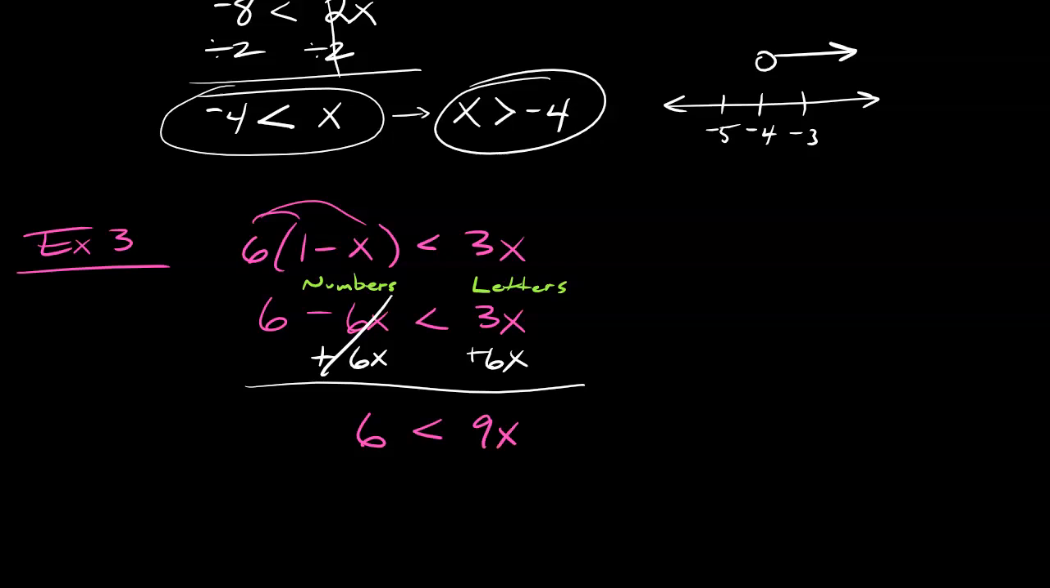So Caleb, what do we do last? Perfect. And then this would say x is greater than 6/9, which reduces down to 2/3. Or if you want to write it as a decimal, it would be 0.6 repeating.